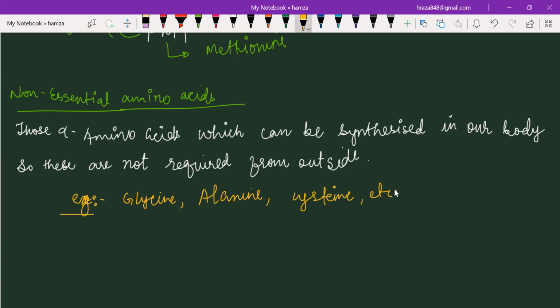Sir, what is written after alanine? This is alanine and this is cysteine. CYSTEINE.